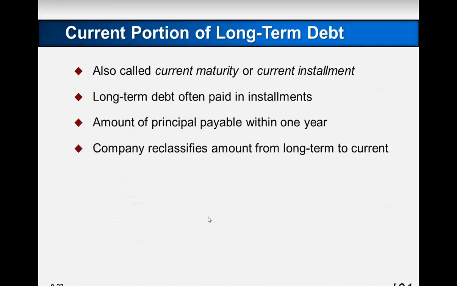The current portion of long-term debt, also called current maturity or current installment, is long-term debt, often paid in installments. Again, this would be like paying off your mortgage or your car. The amount of the principal payable within 1 year is the current portion, and the company reclassifies that amount from long-term to current. Basically, until the very last year, you'll have 1 year's worth of your payments listed as current, and the rest will be long-term.